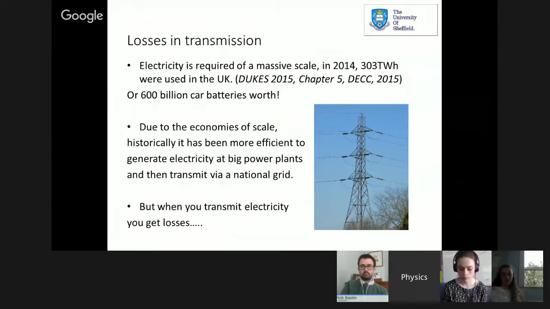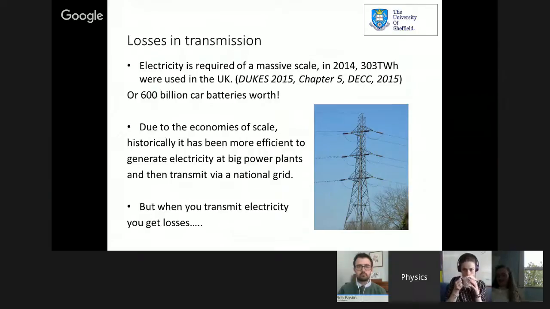And historically, because we've always used fossil fuels in the past, it's much more efficient to generate this at a big grid scale size. The best thing to do was have a massive turbine and a massive coal plant, because you've got those economies of scale. You've got more bang for your buck, for want of a better term.